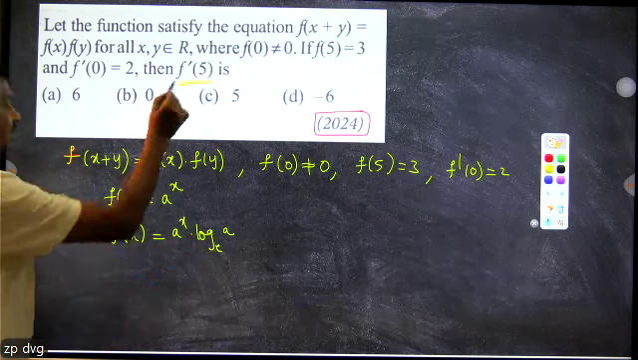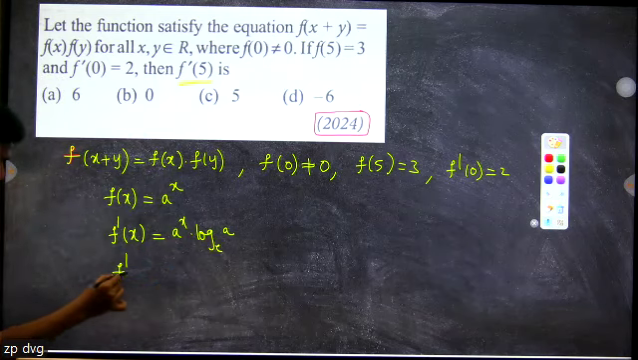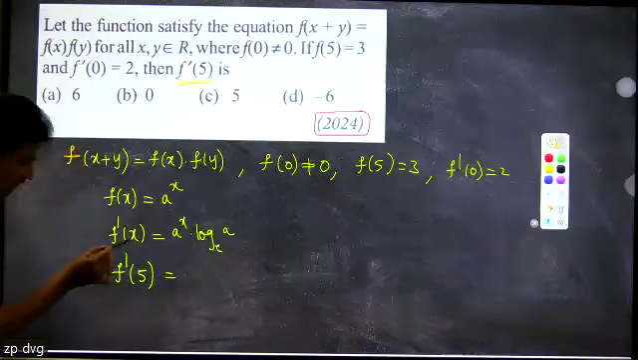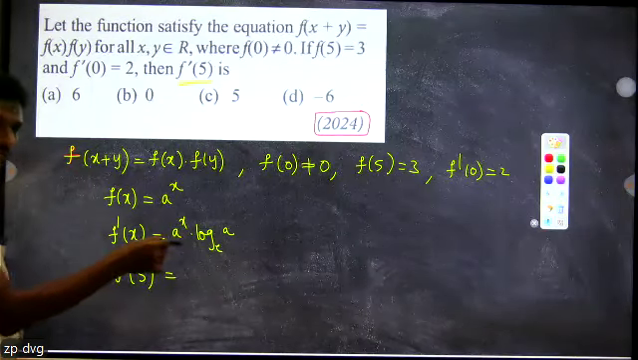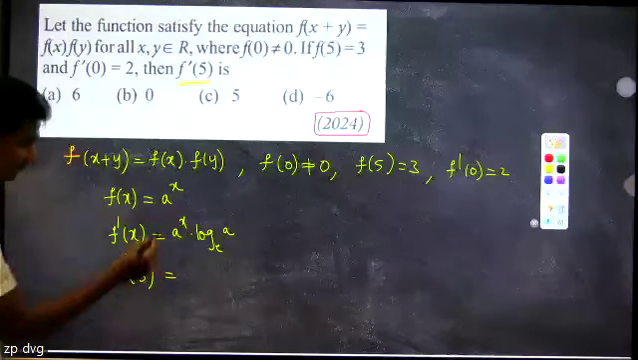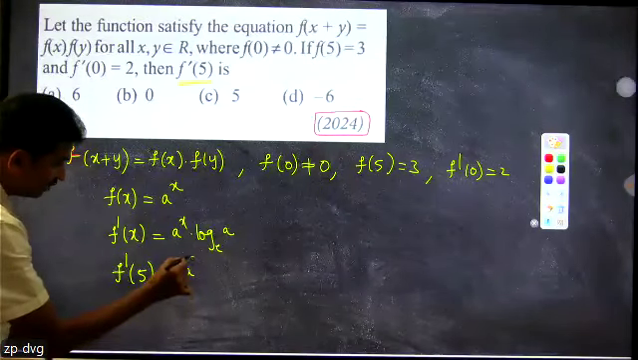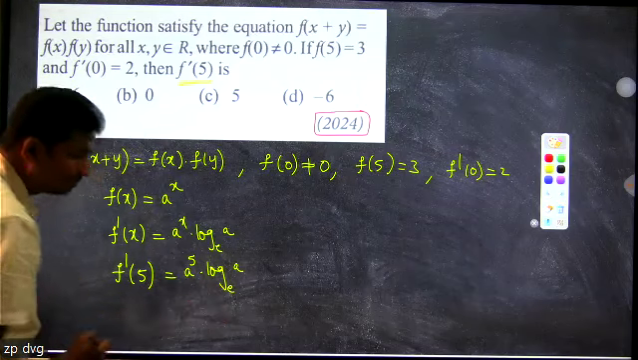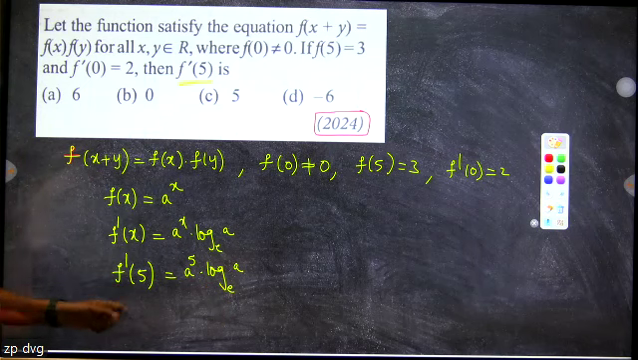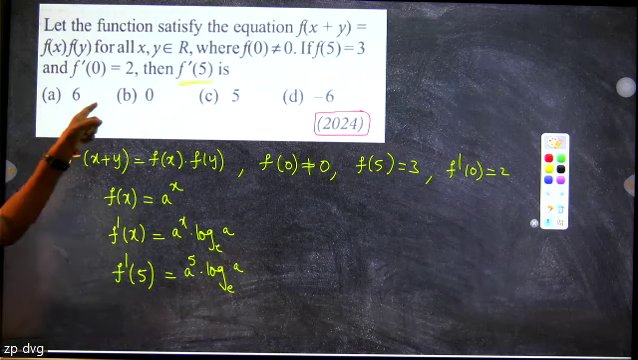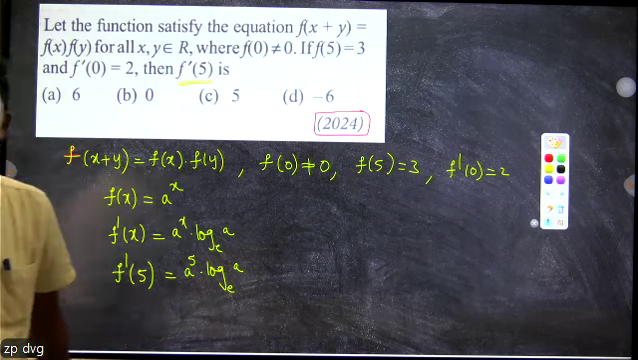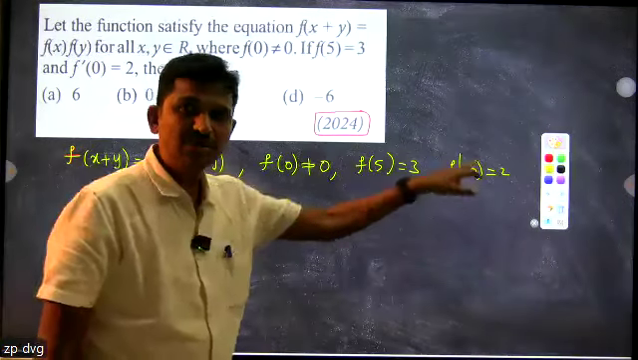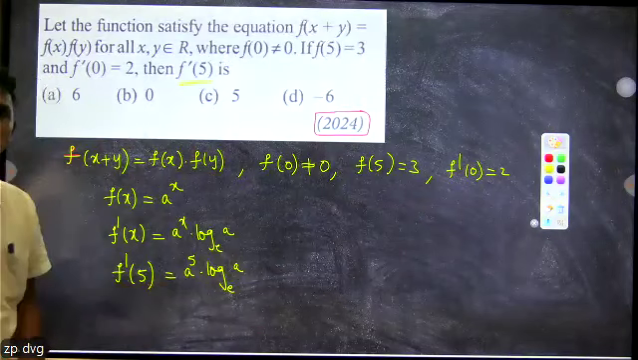Actually, what we need to calculate is f'(5). See here, in place of x, 5 is there. Wherever x is there, you can write 5. So f'(5) is a^5 times log a base e. You observe that the option is not there, which means some other data is also given, and by using this data, you need to find the value.